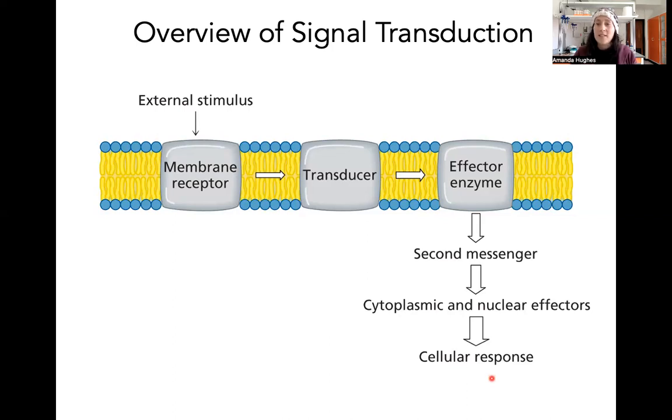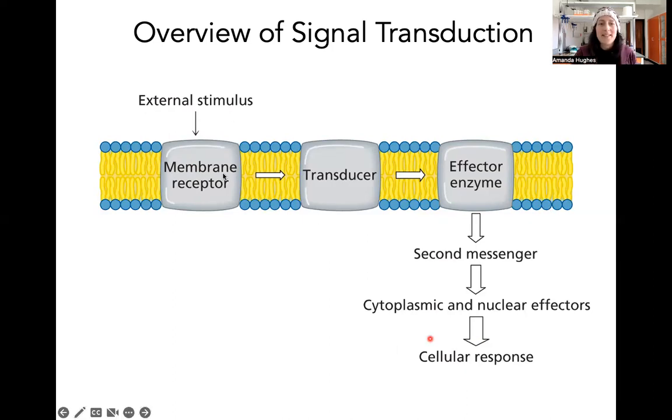Maybe in the case of a fasting state, where you have the hormone glucagon in the blood, the glucagon interacts with the membrane receptor of a fat cell. Ultimately, the cellular response would be to export fatty acids into the bloodstream, which will eventually get taken up by your liver to oxidize for energy. Okay, so that's just the general overview.